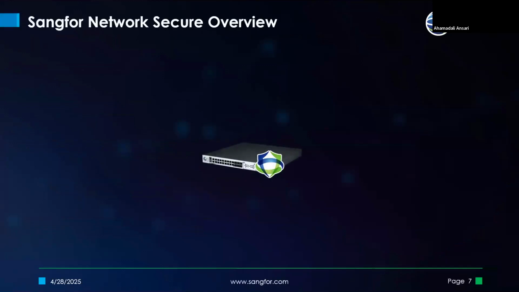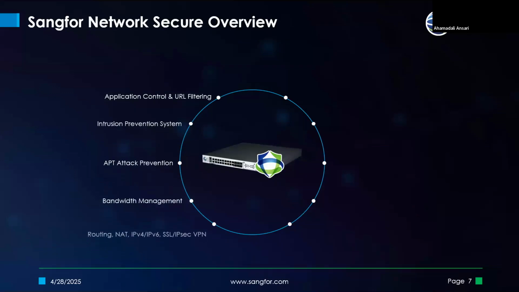To start with the firewall, again, the firewall covers most of the security services like application and URL filtering, IPS, APT attack prevention, bandwidth management, routing features and capabilities, SSL VPN, and site-to-site VPN if in case you have multiple locations.